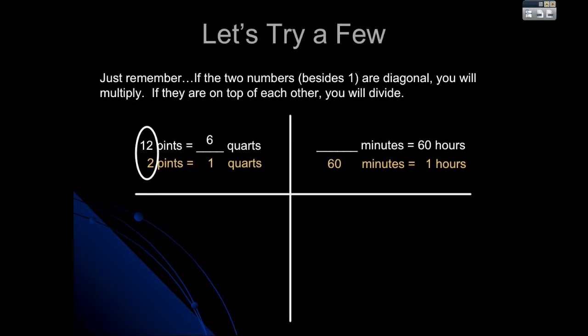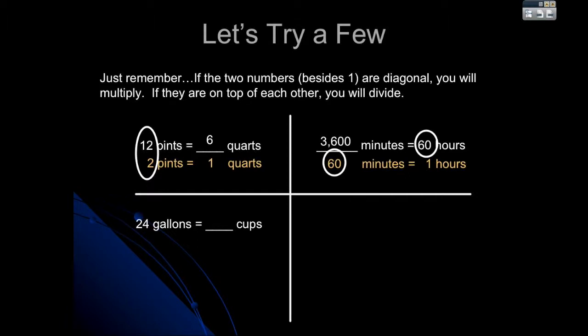Are the numbers diagonal or on top of each other? Number 4, what are the numbers? Cover the 1. Are they diagonal or on top of each other? They're diagonal, so what do I need to do? Multiply 60 times 60. Well, 6 times 6 is 36. Add the 2 zeros, and you have 3,600.